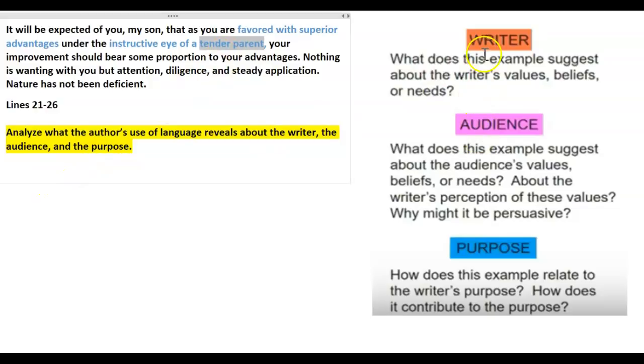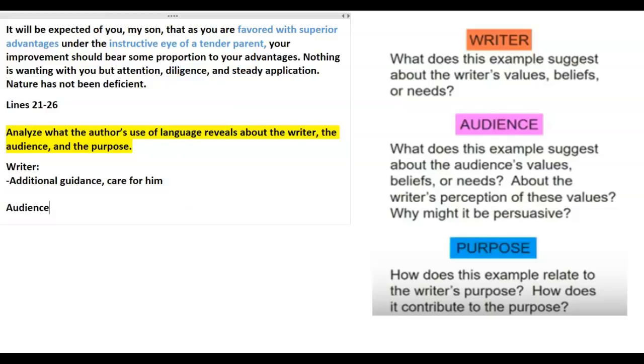And so let's take a look at some of these questions. For the writer, we need to ask ourselves, what does this example suggest about the writer's values, beliefs, or needs? We notice that she is providing additional guidance and care for him. I'm just going to bullet point these. And she does that through the language, my son, and that he's under the instructive eye of a tender parent, her husband, like we are here for you. That's kind of what she's saying.